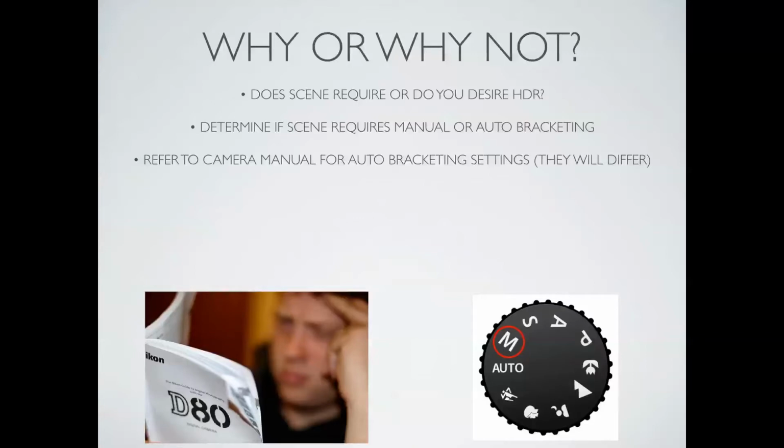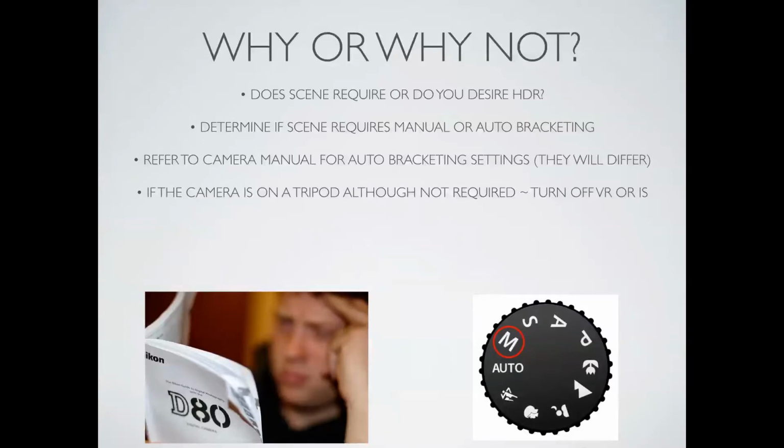Some cameras will allow only certain ranges, but if you have movement, that is probably the key. The movement and moment aspects of the scene that you're trying to capture will be indicative of what you choose for your bracketing method, whether it's auto or manual bracketing.